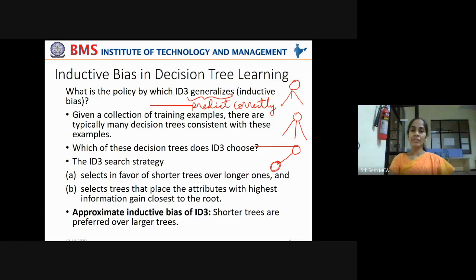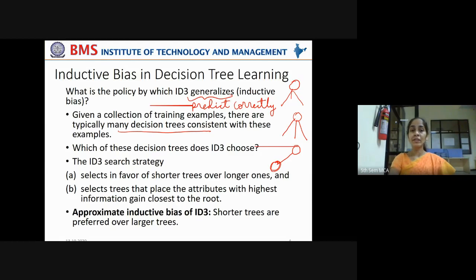So for each combination, there are a total of 4 attributes, meaning you will get 2 power 4 combinations, correct? Now that many decision trees can be built for the given training set. Given a collection of training examples, there are typically many decision trees. That is what I'm trying to tell. Many decision trees are consistent with these examples, right? They can cover all the training examples. Different kinds of decision trees can be built in order to cover all the training examples.